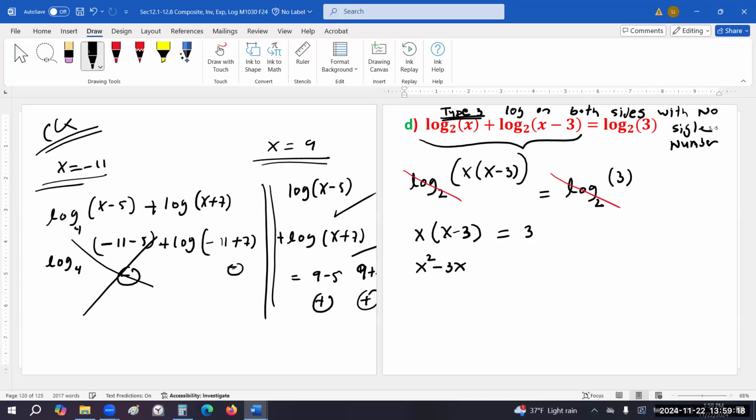So x squared minus 3x, subtract the 3. And it's not factorable. Actually, let's make it easier. Let's say this is 4. If it's 4, we can factor it. And in the exam, usually it will be factorable, so we don't waste our time. Let's say this is 4.